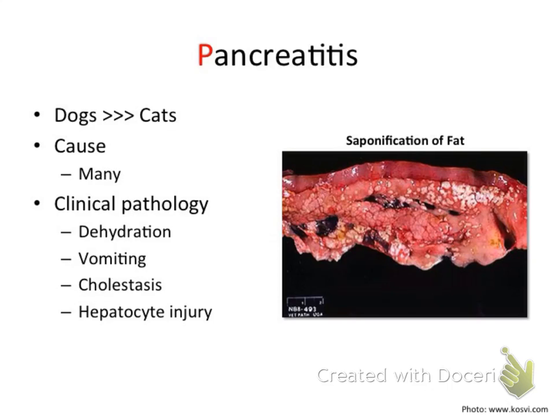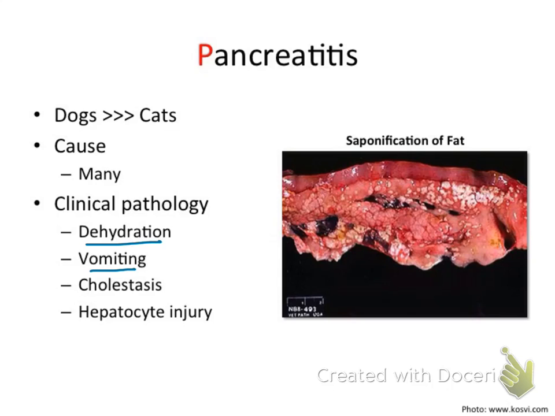Pancreatitis most commonly occurs in dogs due to a variety of predisposing factors. Dogs are often dehydrated due to vomiting and inappetence. Vomiting may be apparent on the blood work as decreases in sodium, chloride, and potassium with a metabolic alkalosis.